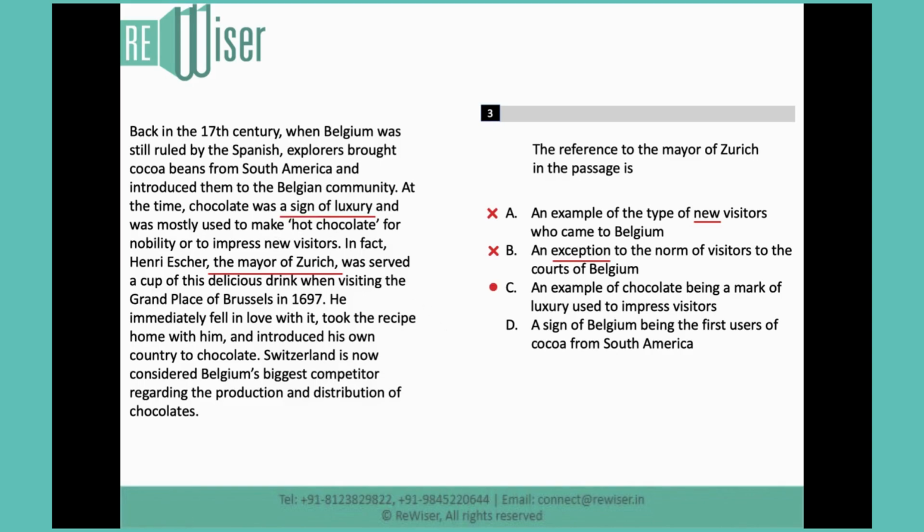D, a sign of Belgium being the first user of cocoa. Did we see first user of cocoa? Cocoa beans or cocoa, anything from South America? No. They brought it. Belgium was still ruled by this. Explorers brought cocoa beans from South America. Nothing about them being the first users of cocoa from South America. So that's not the answer either. So by elimination, C would be the answer.